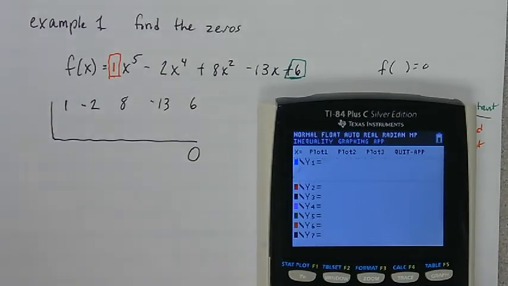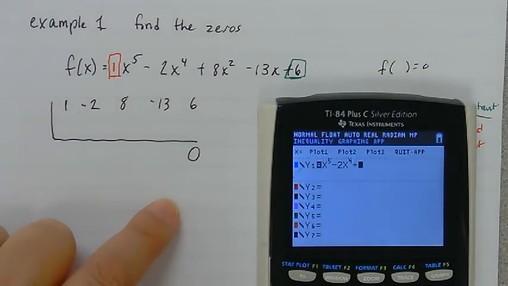So I'm going to start by typing in this function, x to the 5th minus 2x to the 4th plus 8x squared. I realize I just messed something up here. I'll fix it. Minus 13x plus 6.